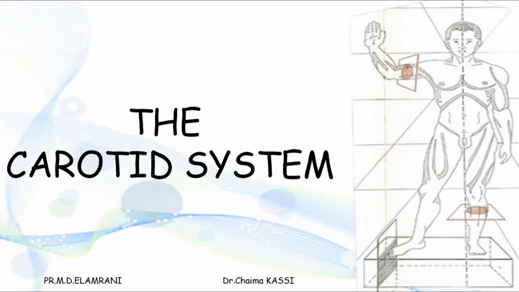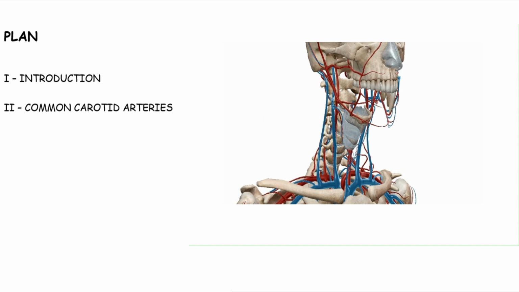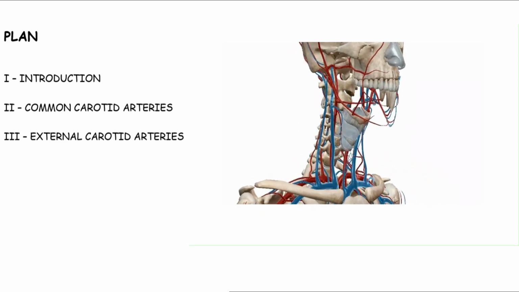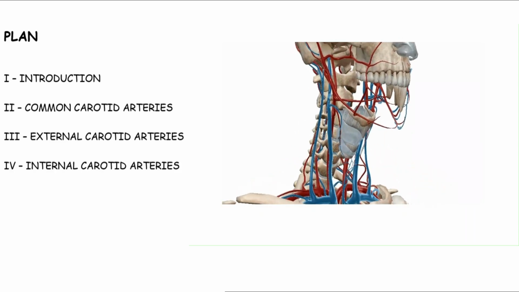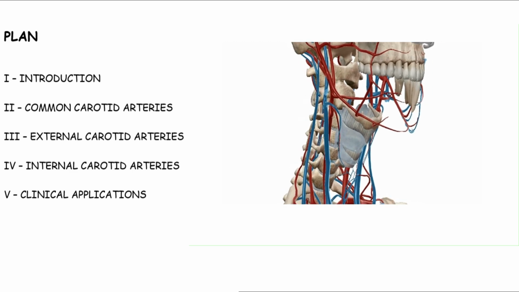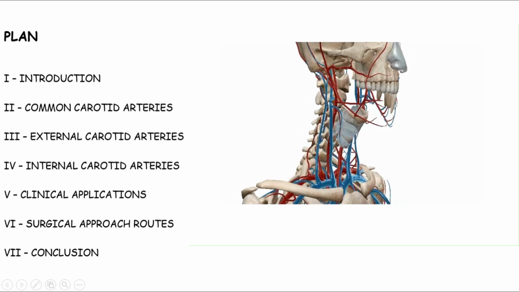In this video, we will explore the anatomy of the carotid system, focusing on its structure, course, and clinical relevance. To do so, we will start with a brief introduction, followed by detailing the descriptive anatomy and branches of the common carotid arteries, the external carotid arteries, and the internal carotid arteries. We will explore some clinical applications, the surgical approach routes, and finally a conclusion to summarize all the key points.